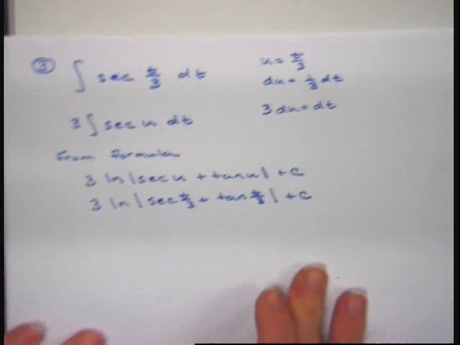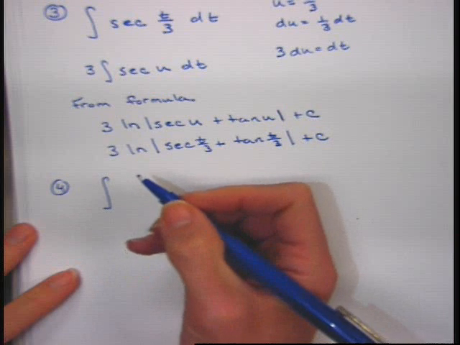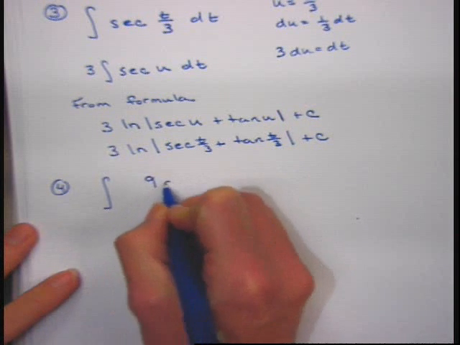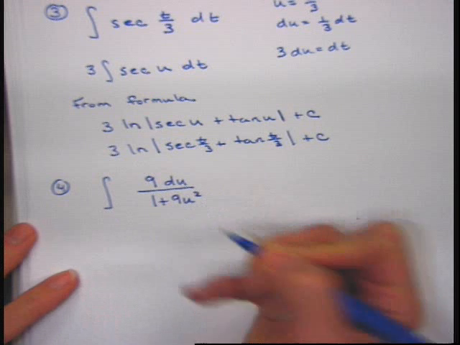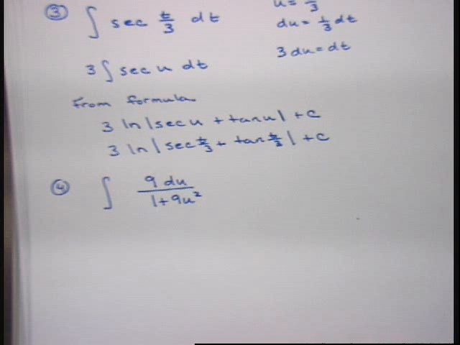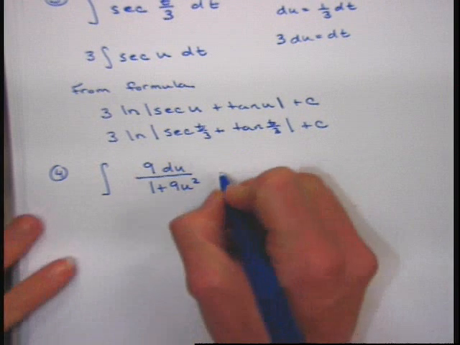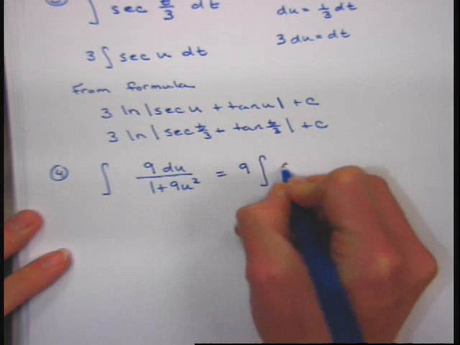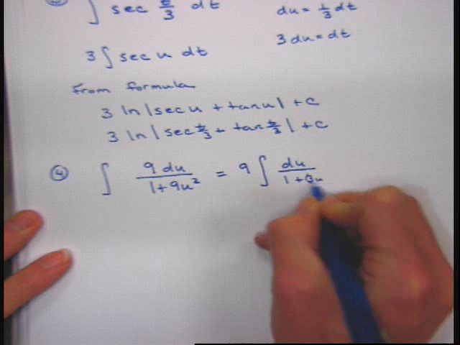How about this one? The antiderivative of 9 du over 1 plus 9u squared. All right. Now, there's a few that just come up enough that they should just sort of live in your brain. And this is one that should live in your brain. First of all, you should recognize that you can pull this 9 out front, and you're going to have du over, humor me here, 1 plus 3u squared.